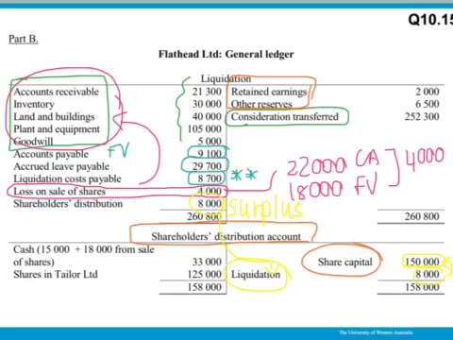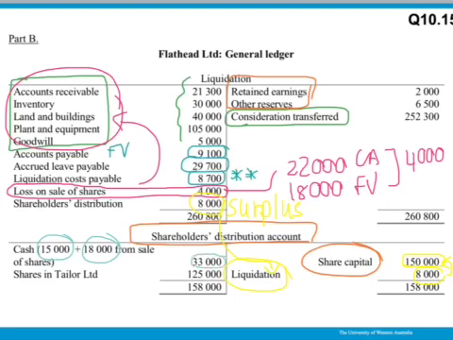How's that settled to the shareholders? Well, first of all, the cash from selling the shares in the listed companies, which consist of the 18,000, which was the fair value of the shares owned by Flathead, plus the 15,000 of the shares in the listed companies that were previously owned by Taylor and transferred to Flathead as part of the consideration transferred. So that is the cash that is distributed to the shareholders.